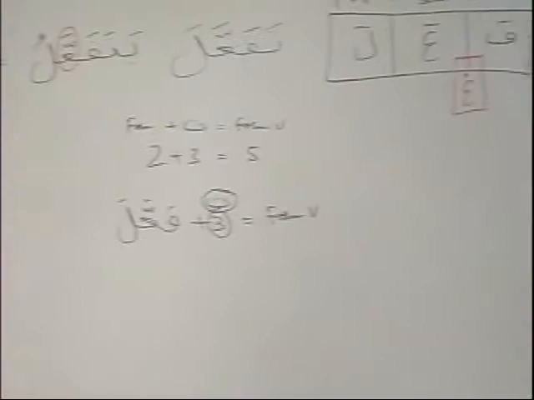So it's easy. You just have to remember there are no kasras in form 5 as well as form 6. The only time the ayn kalima will get a kasra is when we make ism fa'il. That's all. When we make ism fa'il, then the ayn kalima will get a kasra. Otherwise, there are no kasras. It's very easy. Are you with me, brothers and sisters?